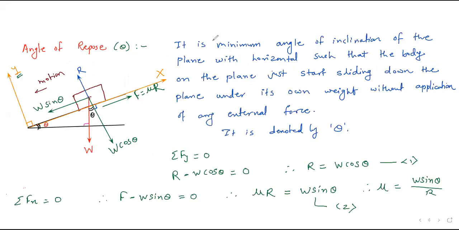Here you can see, when a body is in motion due to its own weight, a component of the weight, W sin theta, acts here, and this component will try to move the body in this direction. So when a body is in motion on an inclined plane due to its own weight, then the angle of repose is equal to the angle of friction. That is the thing. So this is called the angle of repose.